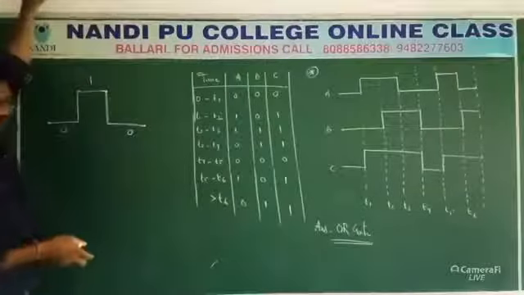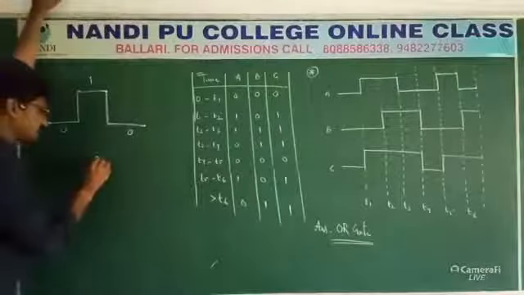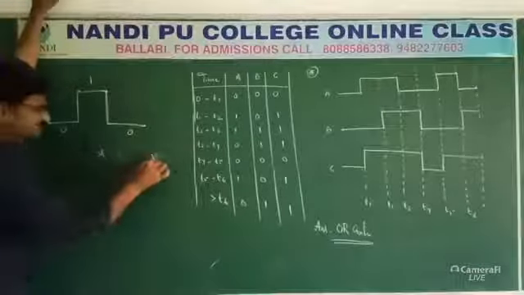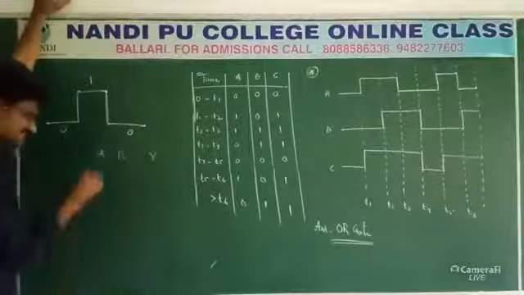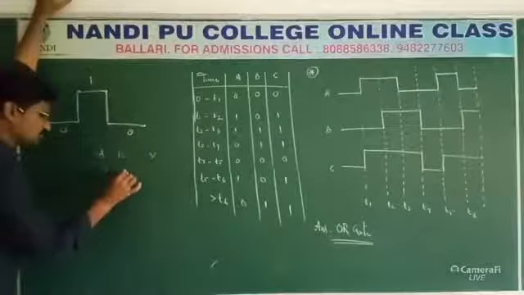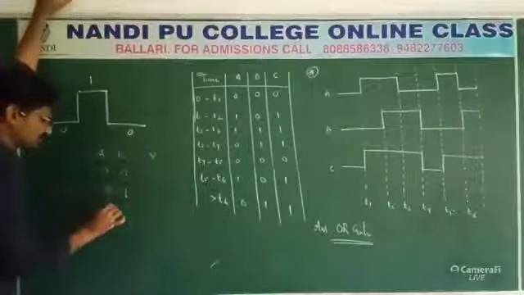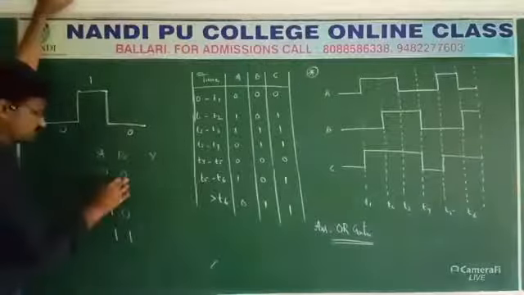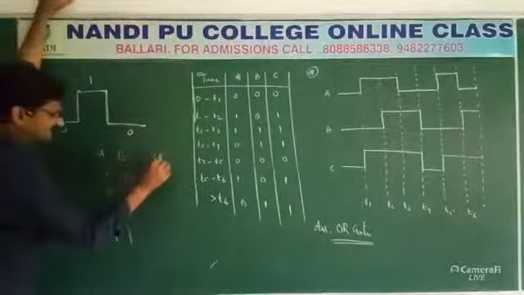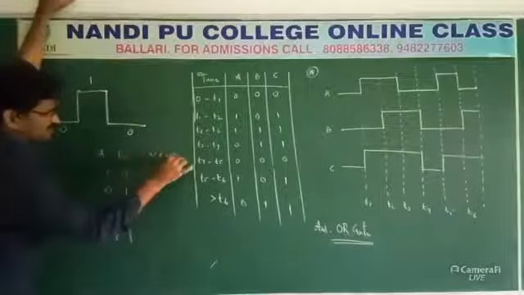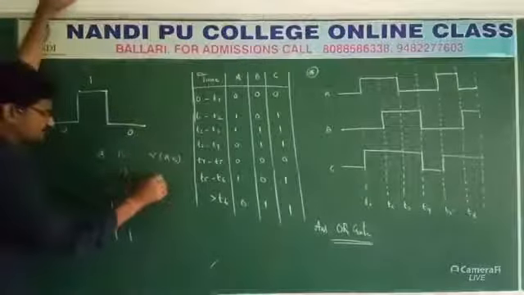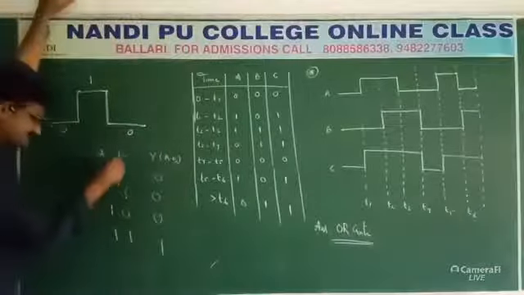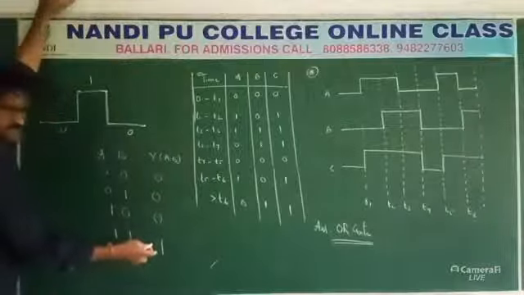For example, if I take an AND gate. AND gate means A, B inputs. Let Y be the output. Generally what am I taking? 0, 0, 0, 1, 1, 0, 1, 1. AND gate means A dot B like this. So what will happen? 0, 0, 0, 1. These are the inputs, this is the output.